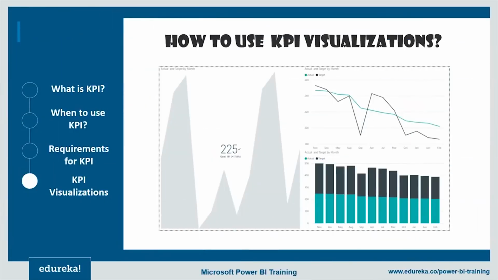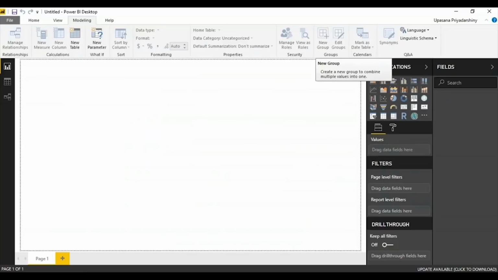So this is the next segment. I'm sure most of you were waiting for this till now. How would you use your KPI visualization? For that, we need to open our Power BI Desktop. We'll be creating a KPI that measures the progress we've made towards a certain goal.